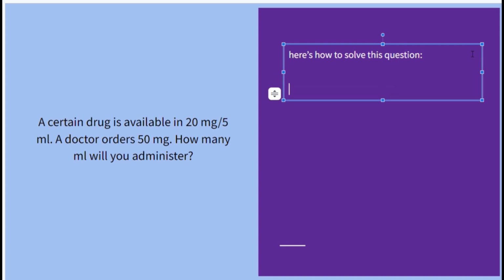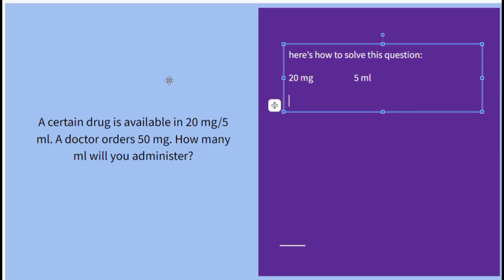What I like to do is separate the units, the same units on one side, and the other units on the other side. So 20 milligrams, you write that in 5 mLs. That's one of our units, and the other one is the doctor orders 50 milligrams. So 50 milligrams will go right below 20 milligrams. That's how you separate it. And the question is, how many mLs will you administer? So that's your X, the thing we're going to find out.